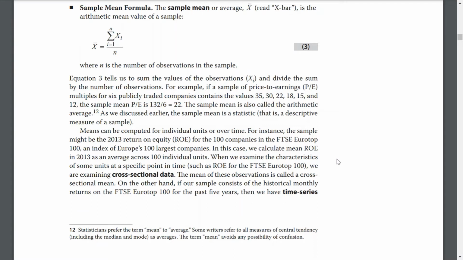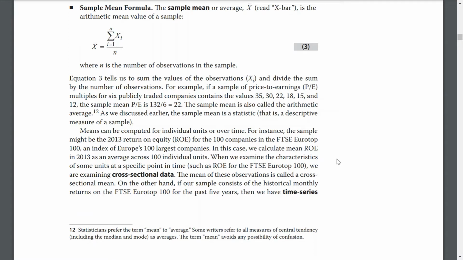The sample mean is also called the arithmetic average. As we discussed earlier, the sample mean is a statistic that is a descriptive measure of a sample. Means can be computed for individual units or over time. For instance, the sample might be the 2013 return on equity, the ROE, for the 100 companies in the FTSE Euro Top 100, the index of Europe's 100 largest companies. In this case, we calculate the mean ROE in 2013 as an average across the 100 individual units.